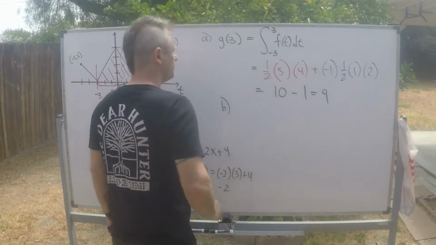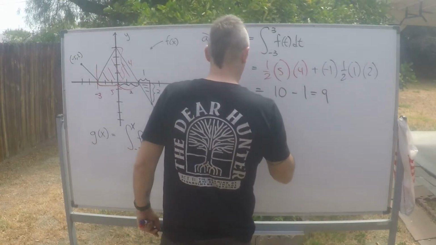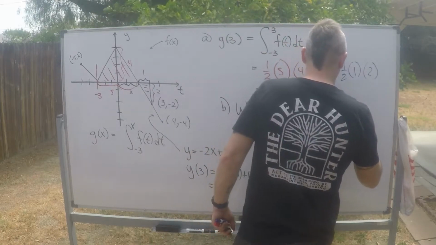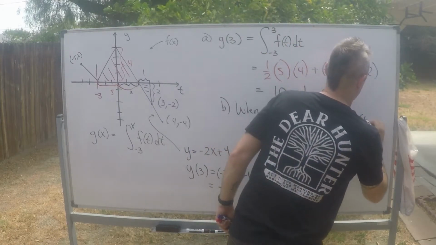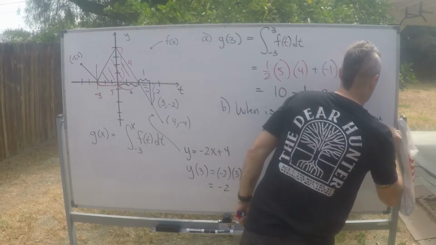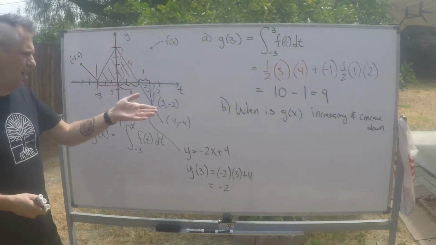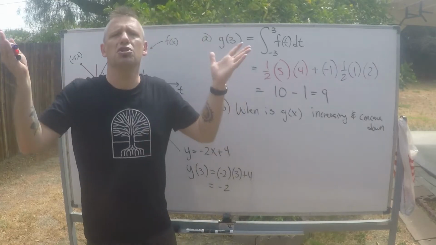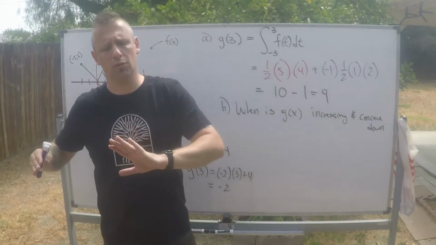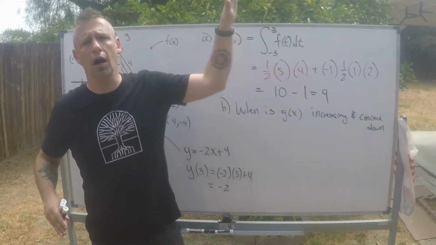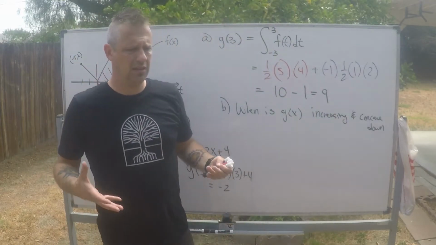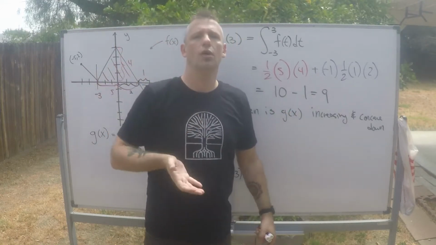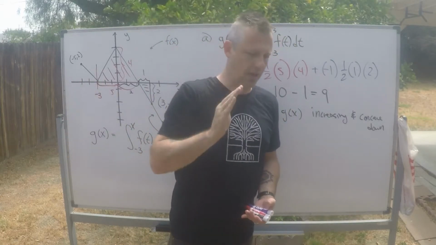Part B asks, when is g of x increasing and concave down? So these concepts, increasing and concave down, are concepts about the graph of g. They talk about the shape. Increasing means that as you go left to right, the shape of the function is going up. Concave down has something to do with the curvature of how it's going. We want it to be going up, but doing so unhappily, is how I like to say it, kind of going up like this.